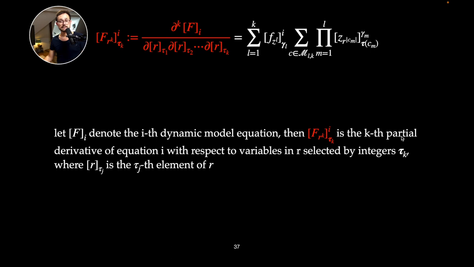Okay, so this is the kth partial derivative of equation I with respect to variables in R selected by integers tau 1, tau 2, tau 3, up to tau k. And again, tensor notation, R is a vector, so I'm accessing the tensor by an index tau 1, this is just a number, tau 2, etc. Okay, so this is the first part.